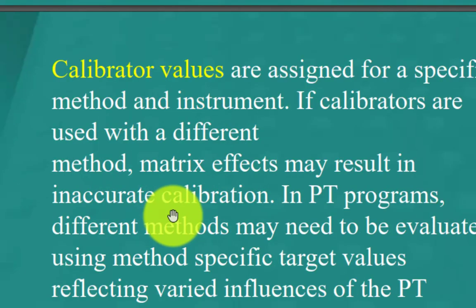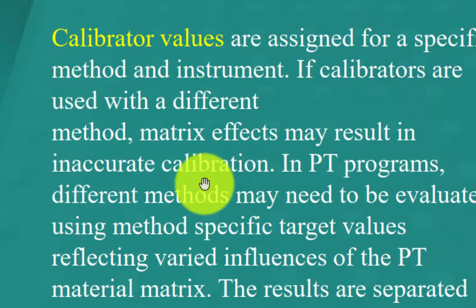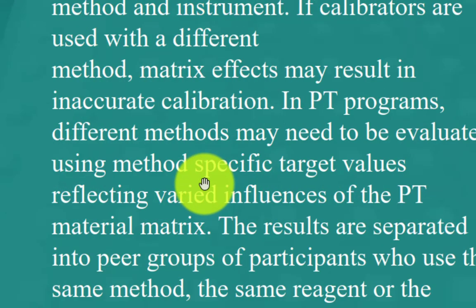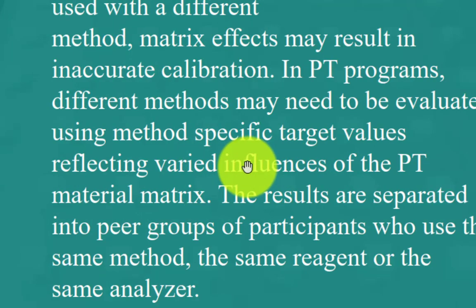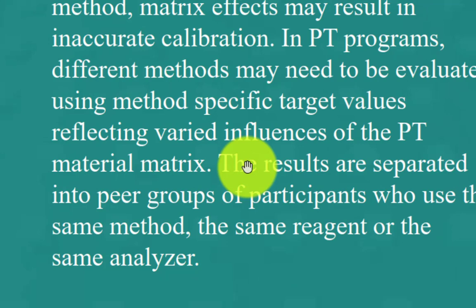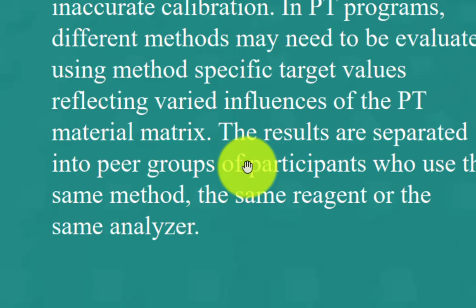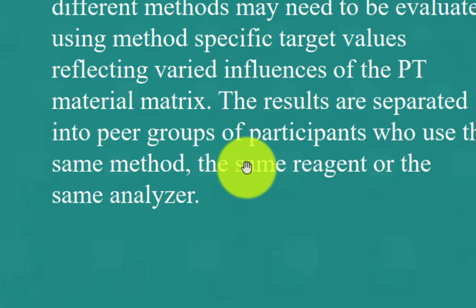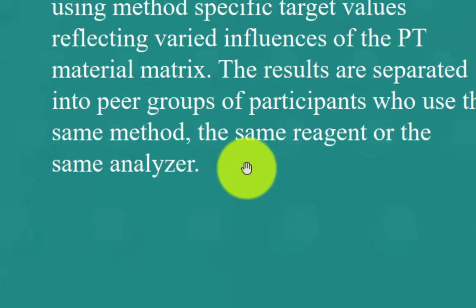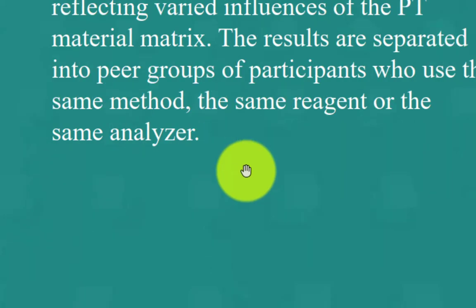Calibrator values are assigned for specific methods and instruments. If calibrators are used with different methods, matrix effect may result in inaccurate calibration. In PT programs, different methods may need to be evaluated using method-specific target values, reflecting varied responses of the PT material matrix. The results are separated into peer groups of participants who use the same method, the same reagent, or the same analyzer.